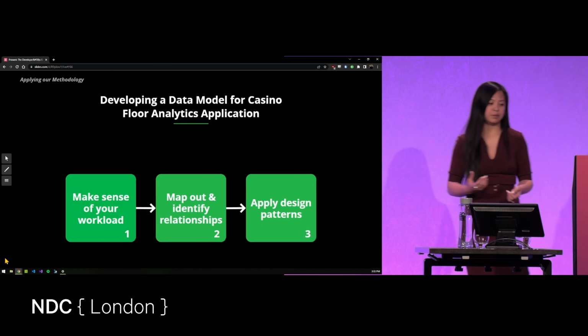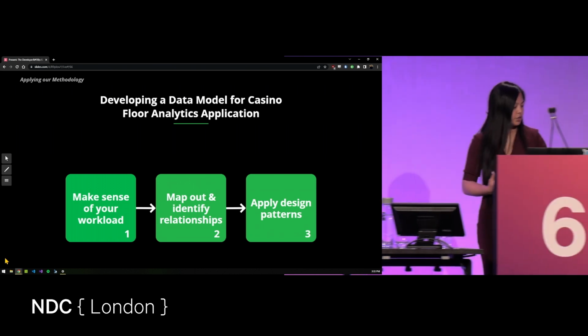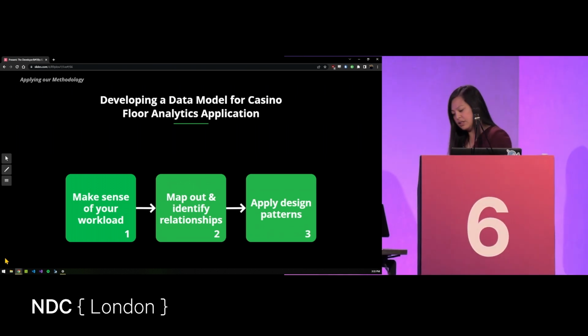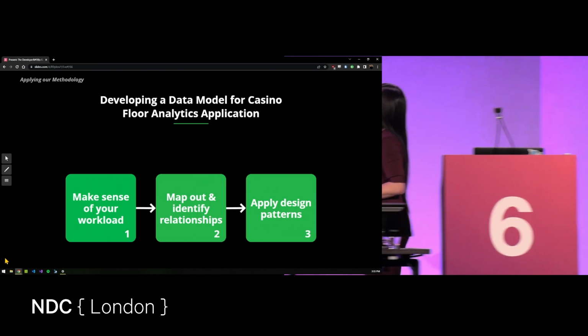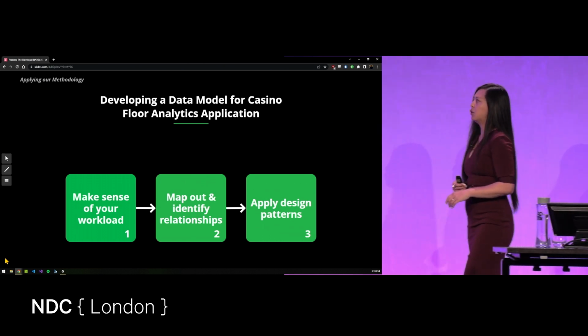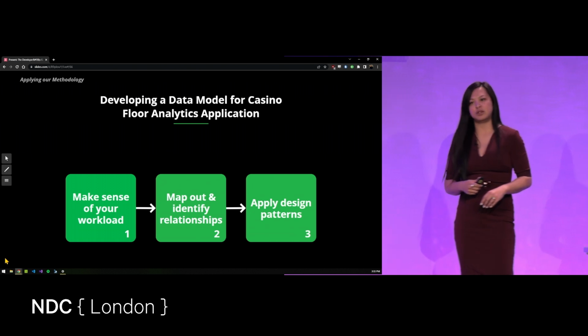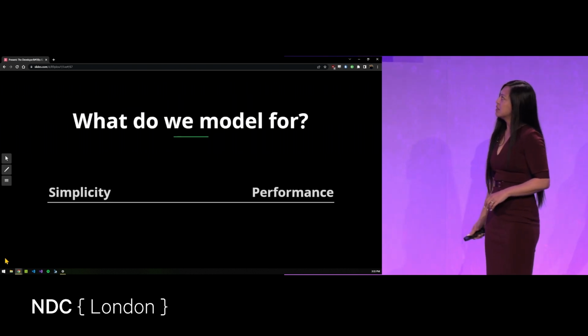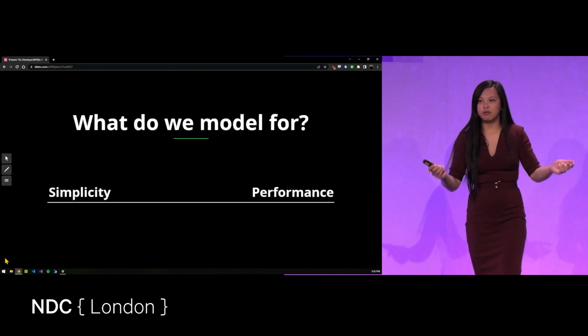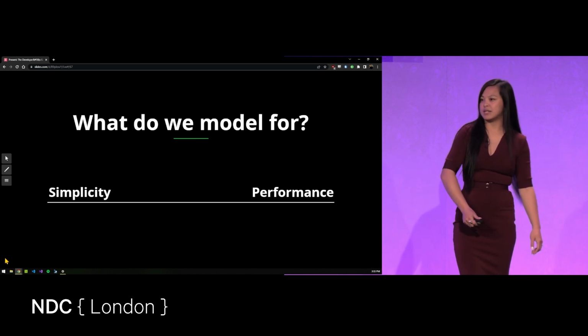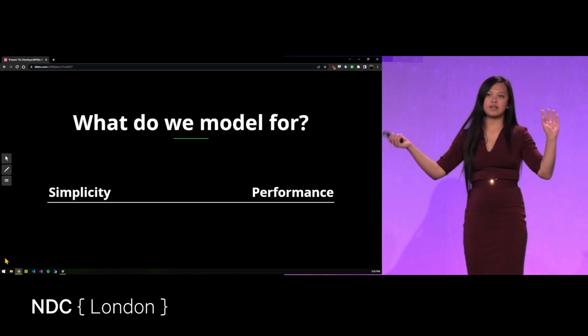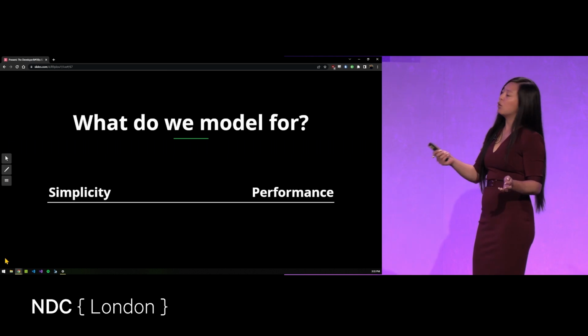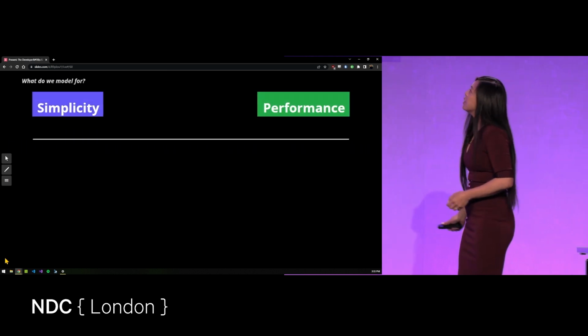So now the next question you should be asking yourself is, this is great, Adrienne. Now I know how to develop a data model. Now I know what to do and how to do it. But the next question is, what do we model for? And it always comes down to the two things that are competing: simplicity or performance.